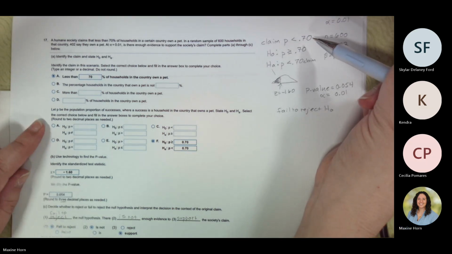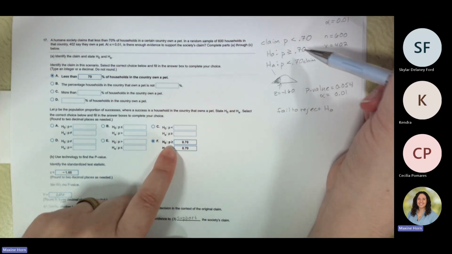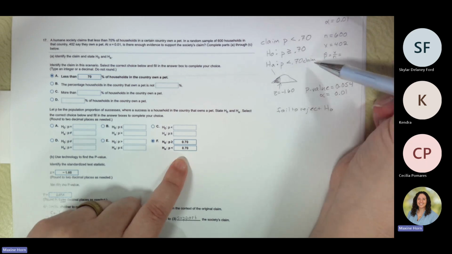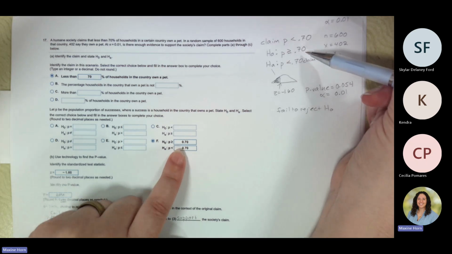Okay, let's go back up and actually answer the questions that they've asked here. So, identify the claim, right? We did that up here. Less than 70% of households in the country own a pet. And then state your null and your alternative hypothesis. We did that here. Well, let's start with the alternative because that's what our claim was. P is less than 0.7. So the complement is greater than or equal to, sorry, 0.7.